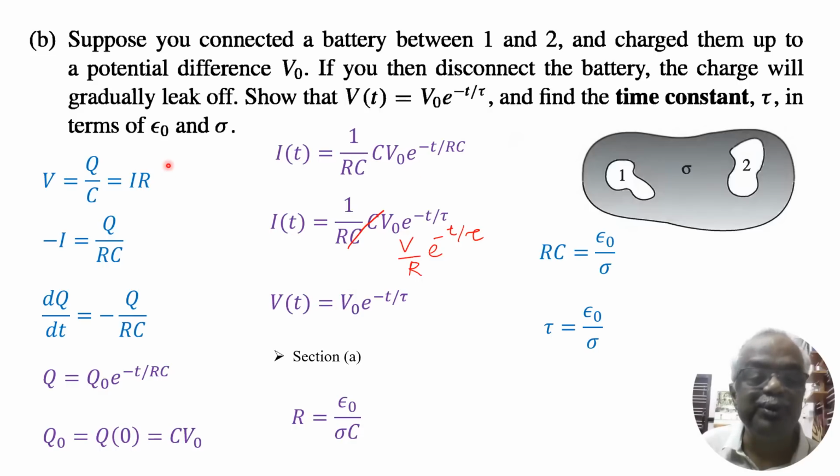Now we have to find tau in terms of epsilon naught and sigma. In part A, we have seen R is equal to epsilon naught over sigma C. If you bring the C to the left-hand side, it becomes RC equals epsilon naught over sigma. RC is nothing but tau. I am replacing RC by tau. So tau is related to epsilon naught and sigma by this relation, that is, tau is equal to epsilon naught over sigma.